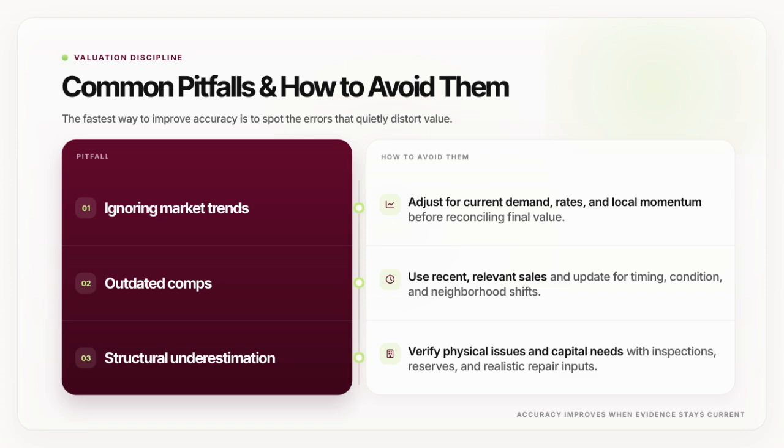Ultimately, accuracy improves when the evidence we base our valuations on is current and reflective of the market realities. Staying up to date is key to disciplined and trustworthy valuation.